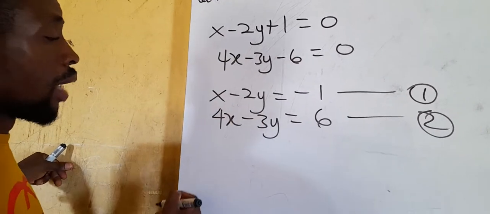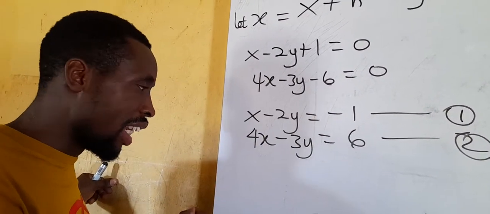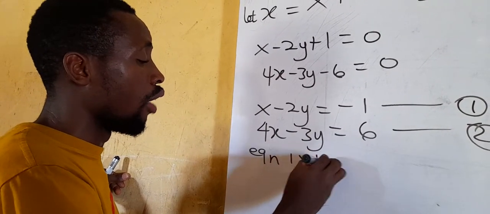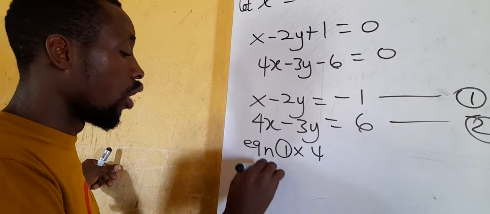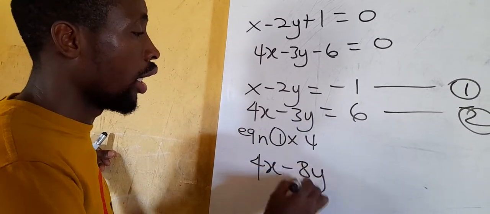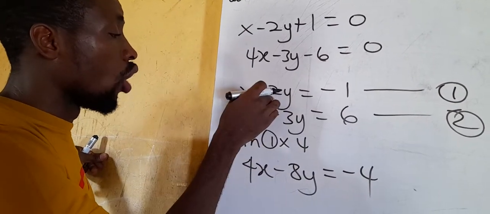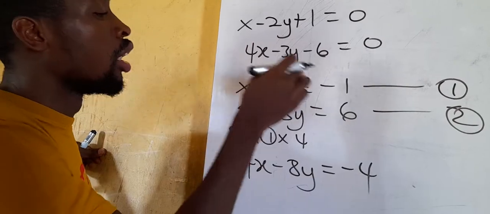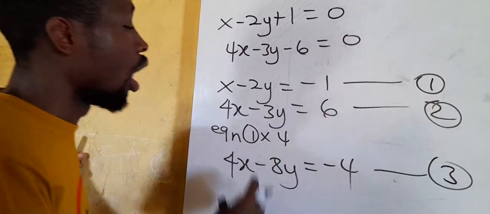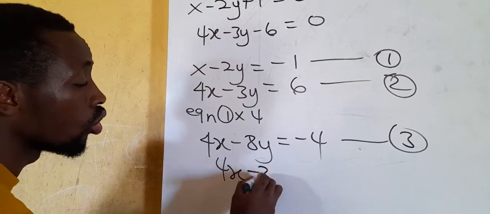I want to solve this by elimination. So I'll multiply our equation 1 by 4 so that I can eliminate the x. What do we get? We get 4x minus 8y equal to negative 4. That's 4 times x, which is 4x; 4 times negative 2 is negative 8; then 4 times negative 1 is negative 4. This is equation 3. So I'll solve equation 3 and equation 2 simultaneously.